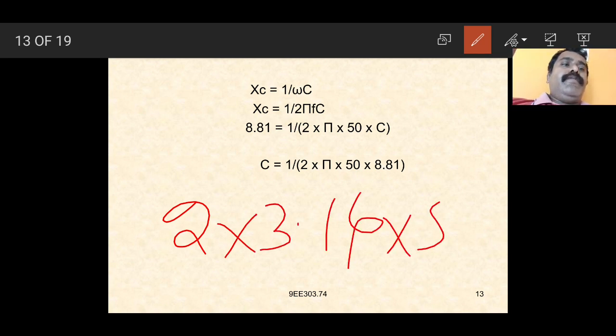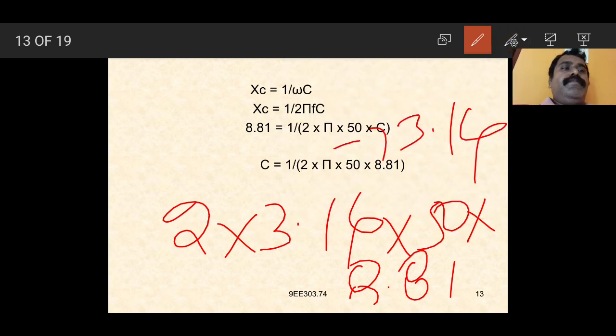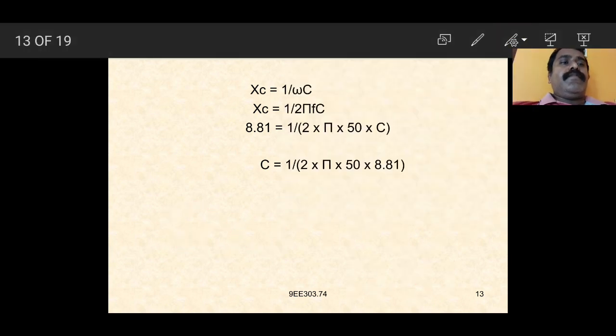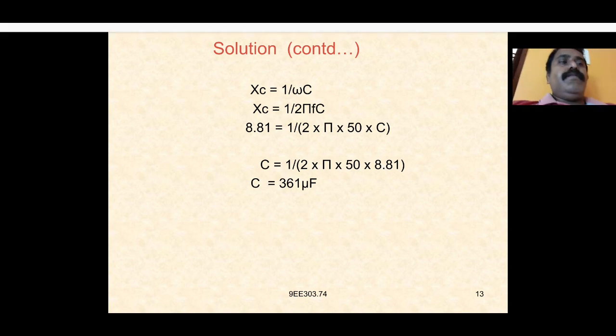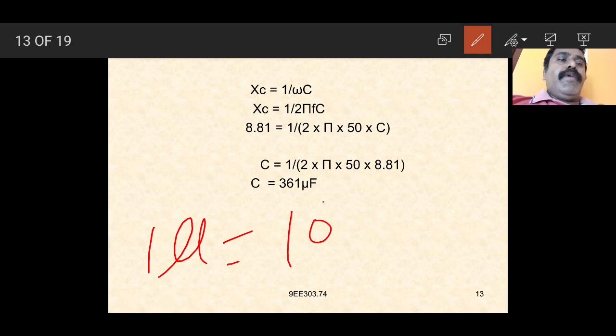Into 50, into 8.81. So pi value is nothing but 3.14. So C is equal to 361 microfarads. 1 micro is equal to 10 to the power of minus 6.